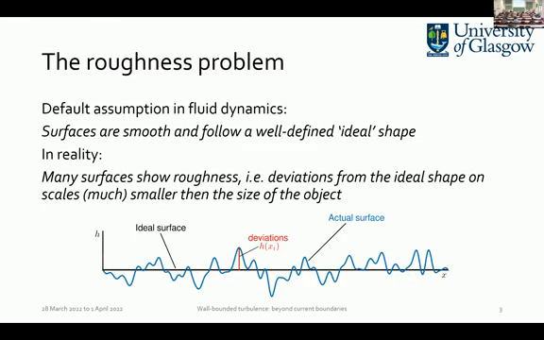If we start very general, then we can describe the roughness problem as follows: the default assumption we make in fluid dynamics is that surfaces are smooth and follow the ideal shape we prescribe. Now, in reality, if we look at surfaces, we find that many surfaces show roughness, that is, deviations from the ideal shape on scales typically much smaller than the size of the object.